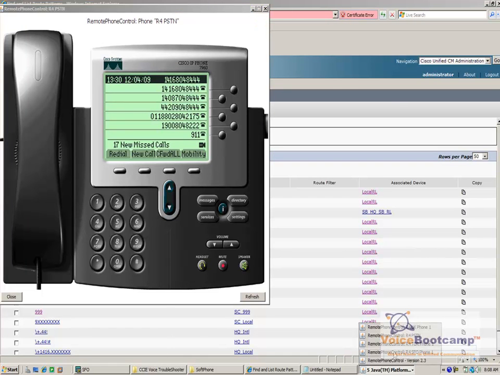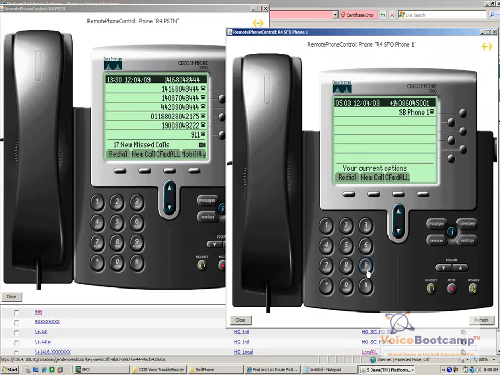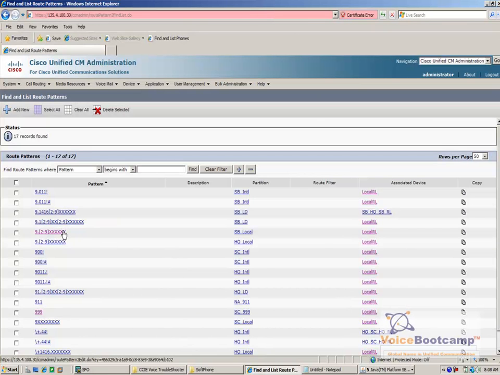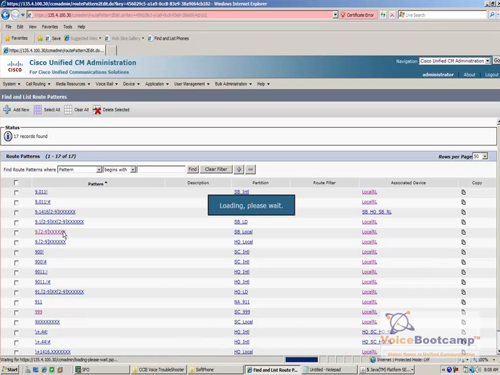sorry, not that phone. New call, 980 4. Okay, still saying the call cannot be dialed. So again, give it a few seconds because it will take a little time for synchronization.